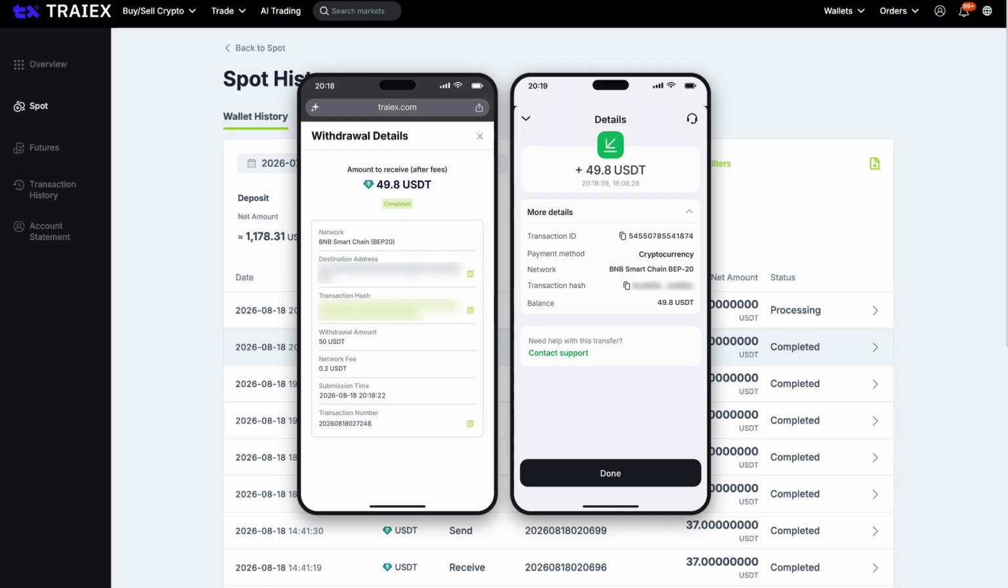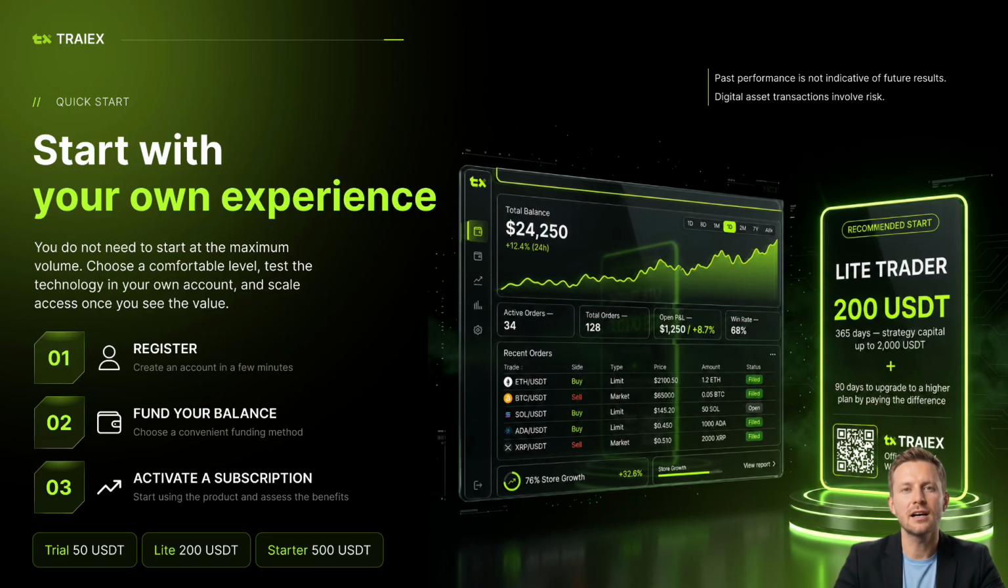That concludes the demonstration. Today, you have seen not a future idea, and not a presentation of a product that is still only planned. You have seen a working trading platform. You have seen the ability to fund the account with Fiat, get access to markets, use professional tools, connect AI trading, observe real operations, manage strategies, and keep control over your capital.